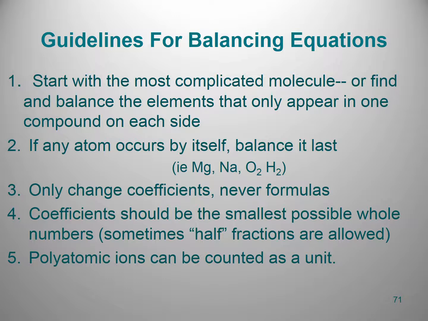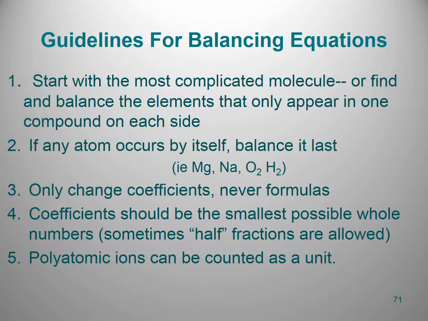Coefficients should be the smallest whole number possible. In fact, you may end up multiplying everything by 2 or 4, and then you would have higher multiples than what you need. So you should always check your equation at the end and make sure there's not something you can divide everything by to reduce it down. Polyatomic ions can be counted as a unit, and I'll show you an example of what I mean. You don't have to, but they make things easier if you do.